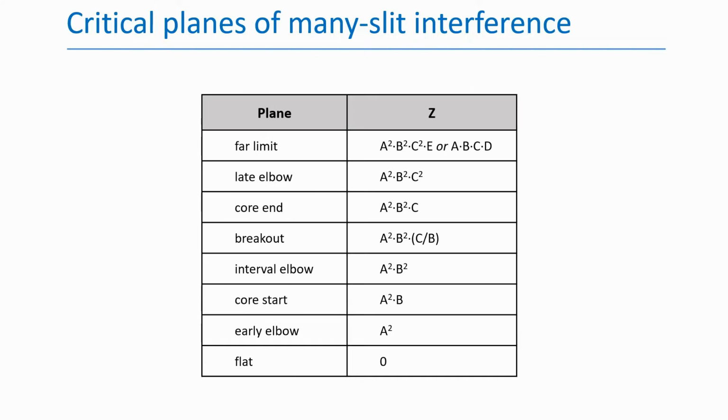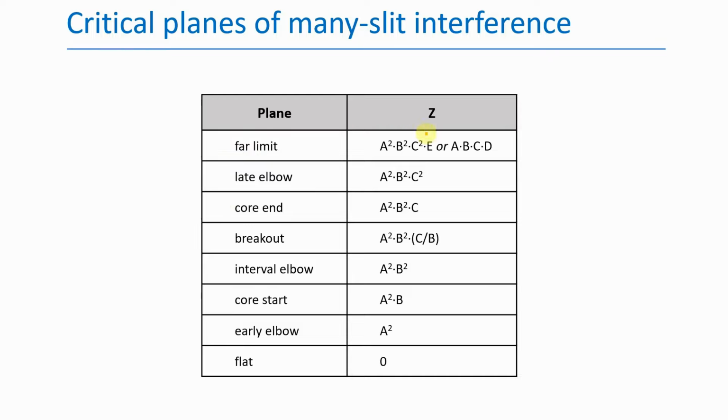In symmetry optics, the structure of many-slit interference is described instead by the critical planes, which are listed in this table. These planes occur when live features grow to reach the same size as static features. Starting from the bottom of the table, the critical planes are the flat, the early elbow, the core start, the interval elbow, breakout, the core end, the late elbow, and the far limit.